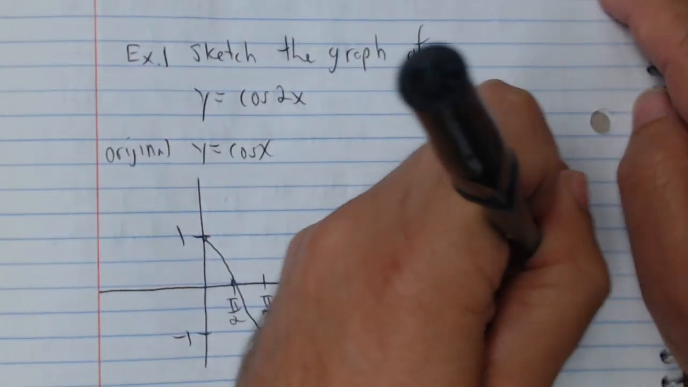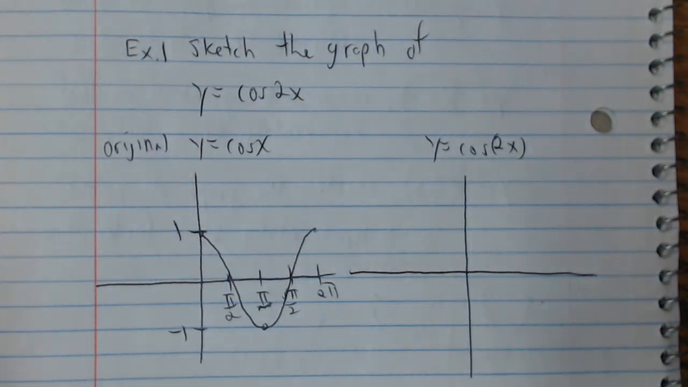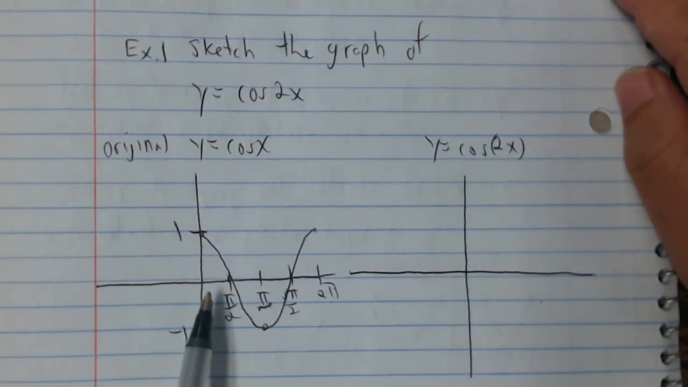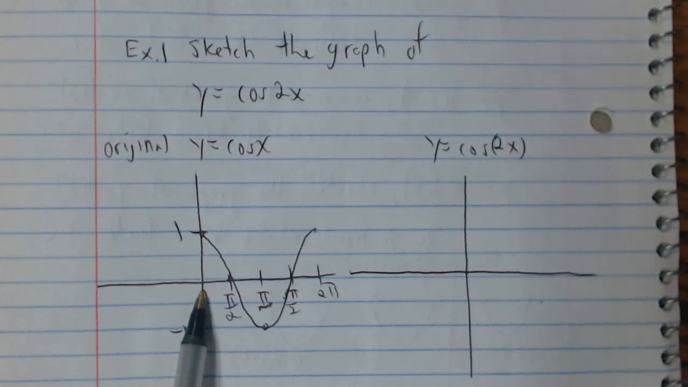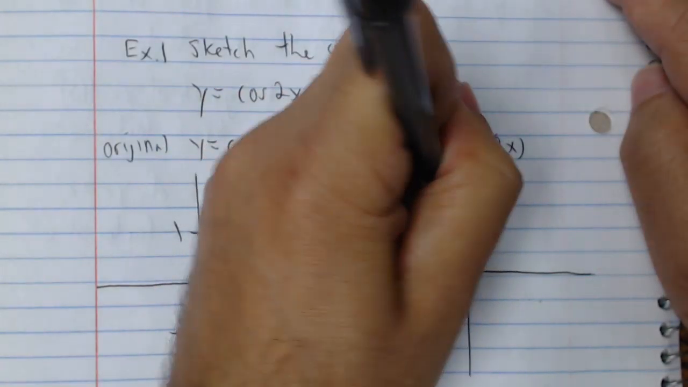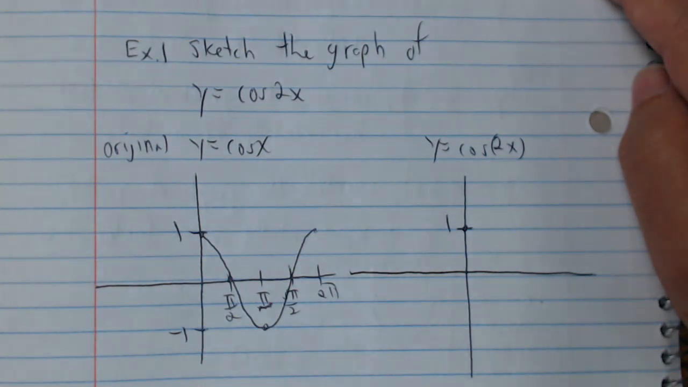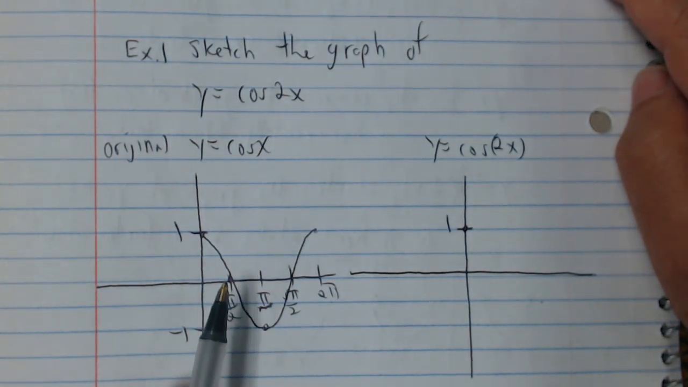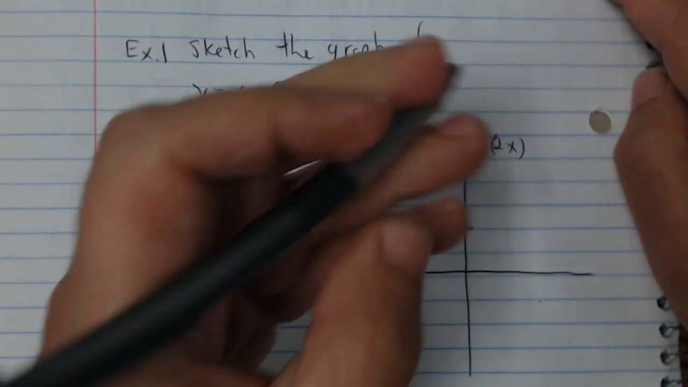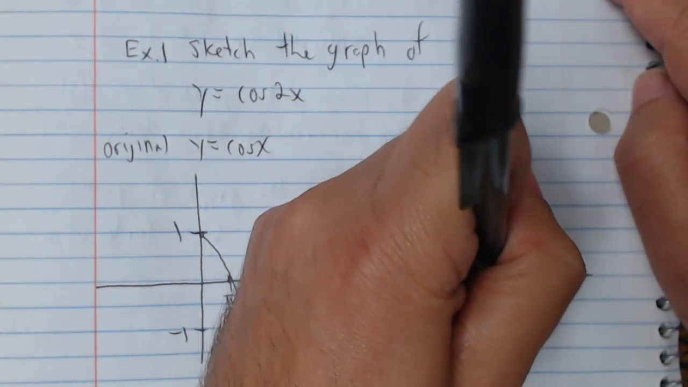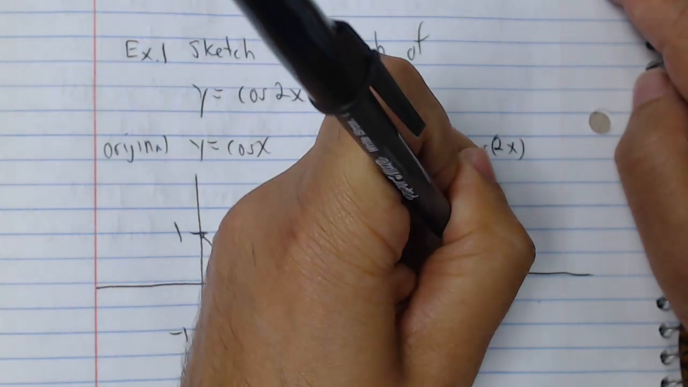My x values, so notice how when you're compressing horizontally, we're only affecting our x values. Our y values don't change. They stay the same. So basically, for example, for y equals 1, the x value is 0. So if I cut 0 in half, it's still 0. So when x is 0, my y value is still 1. However, when my y value is 0, x is pi over 2. So this guy is now going to hit y equals 0 when x is pi over 4. So that's where it's going to be.